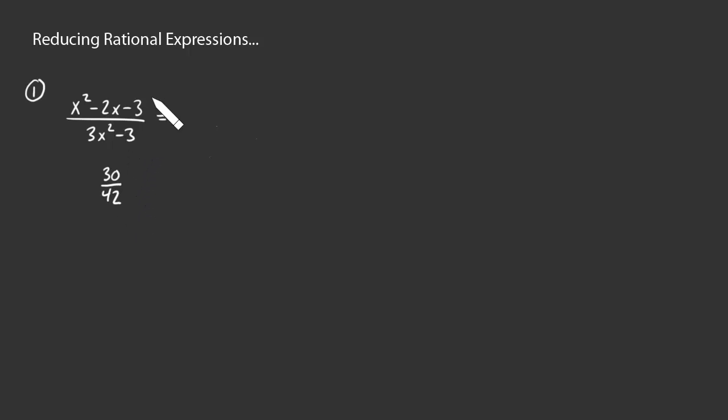But that's a hard question to answer in the context of polynomials. What's the biggest polynomial that goes into both of these? It's probably not something you can solve by inspection. There's a better way, though, for reducing both of these things.